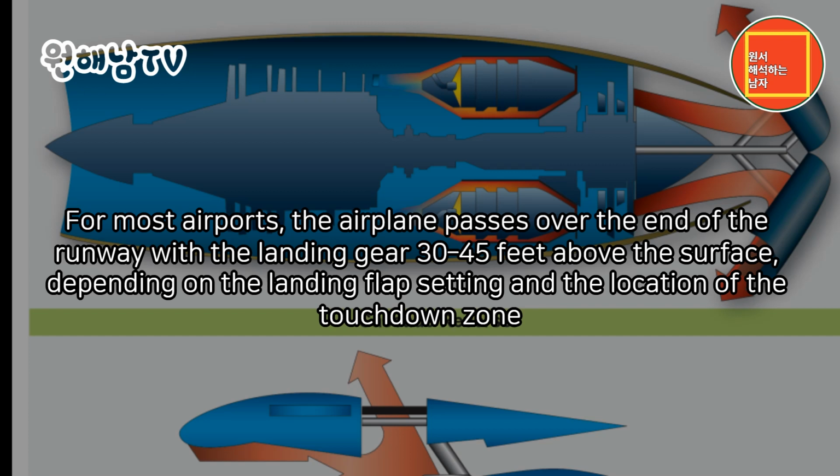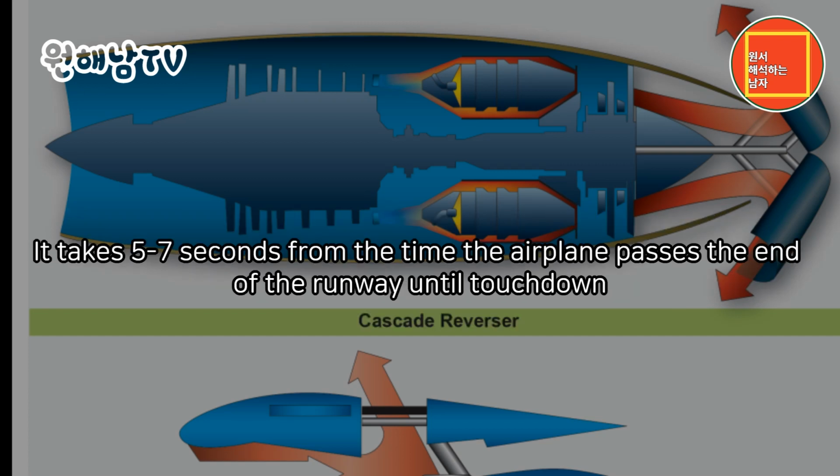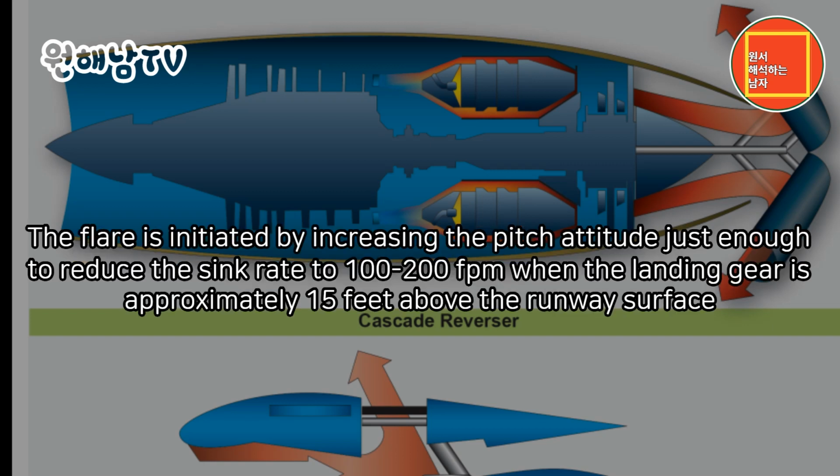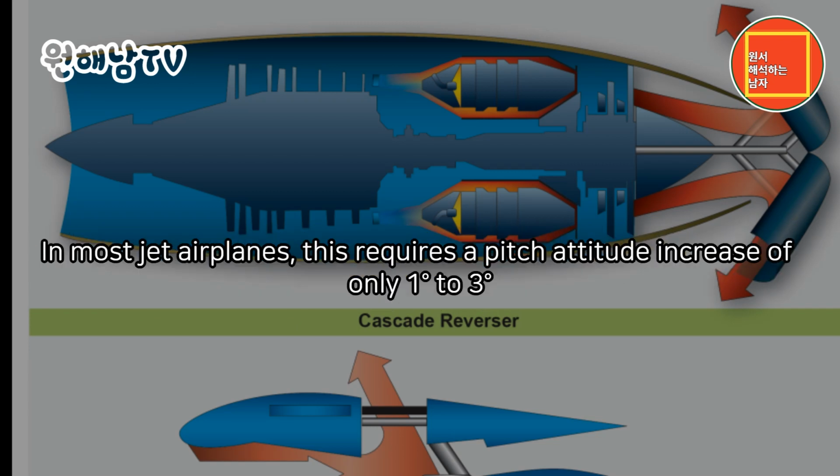For most airports, the airplane passes over the end of the runway with the landing gear 30 to 45 feet above the surface, depending on the landing flap setting and the location of the touchdown zone. It takes 5 to 7 seconds from the time the airplane passes the end of the runway until touchdown. The flare is initiated by increasing the pitch attitude just enough to reduce the sink rate to 100 to 200 fpm when the landing gear is approximately 15 feet above the runway surface. In most jet airplanes, this requires a pitch attitude increase of only 1 to 3 degrees.